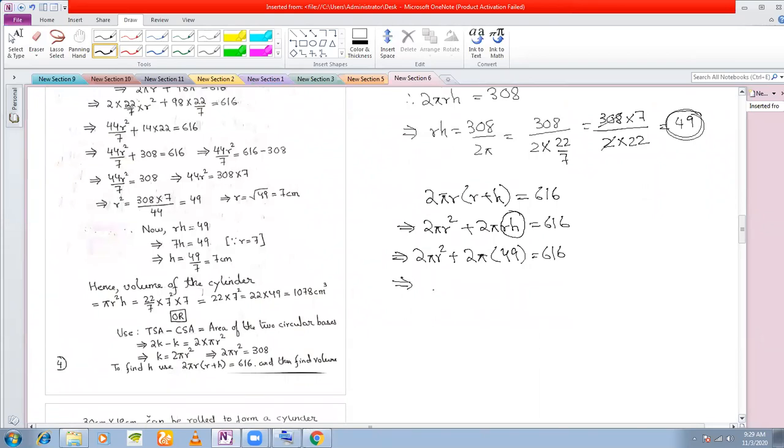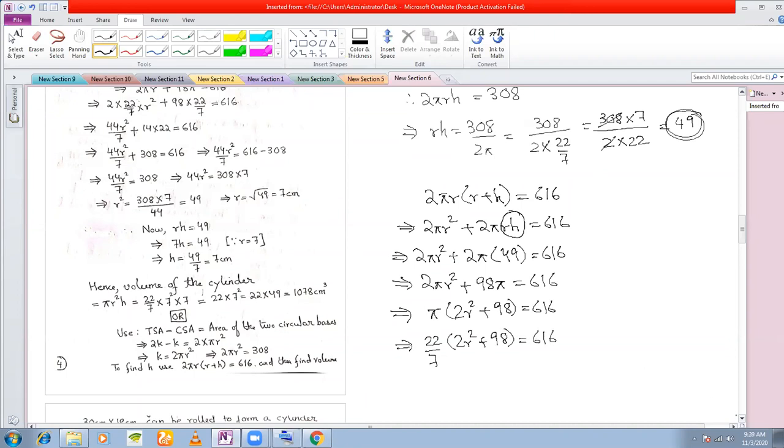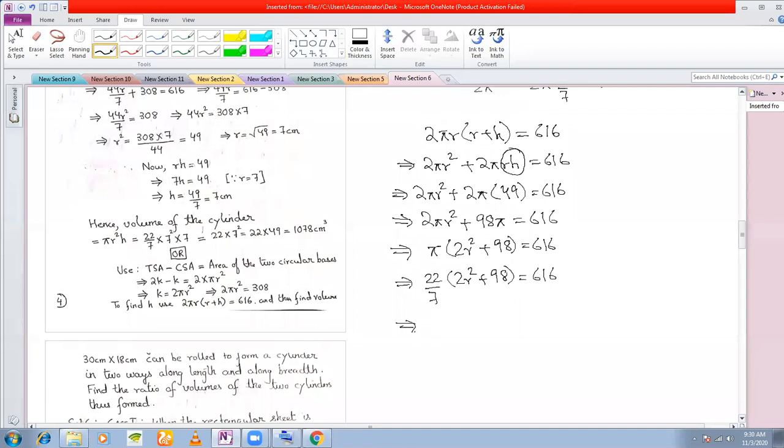So now we can calculate the value of r from here. 2 pi r square plus 98 pi is equal to 616. You can put the value of pi here, or you can put it later also. You can take pi common here: 2r square plus 98 is equal to 616. Now you can put the value of pi: 22 by 7 into 2r square plus 98 is equal to 616. That means 2r square plus 98 is 616 into 7 divided by 22.